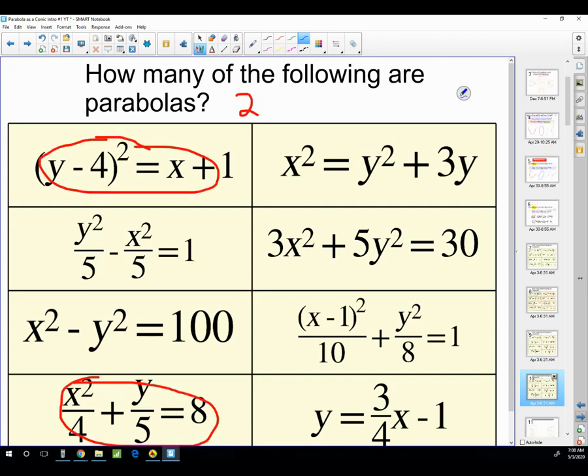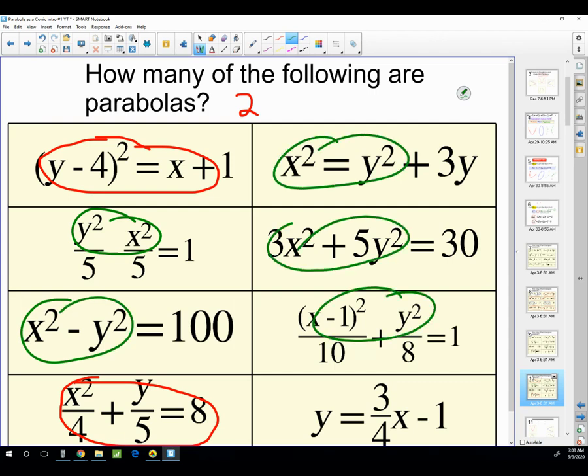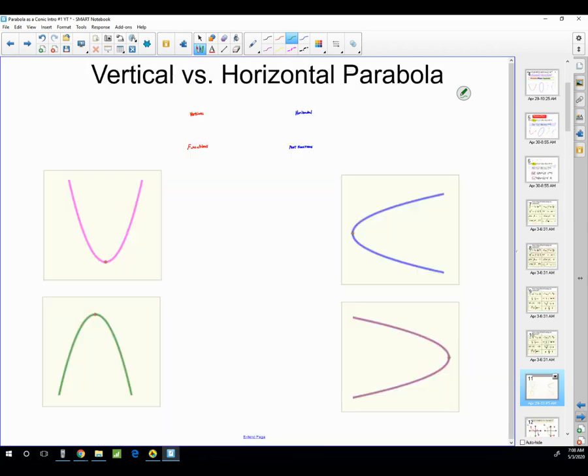There are 2, both variables squared, both, and both, and then linear. If both variables are squared, it's either an ellipse or a hyperbola or a circle without the rotational term, and we have eliminated that. All right, we want to be able to distinguish between vertical and horizontal parabolas.